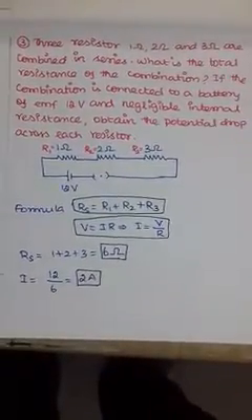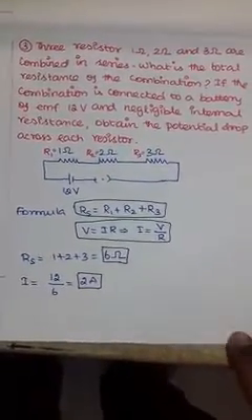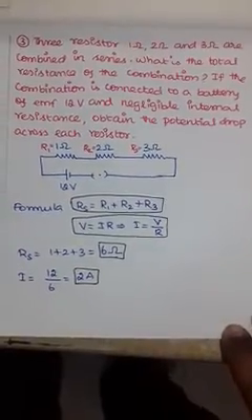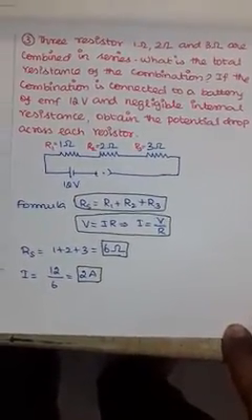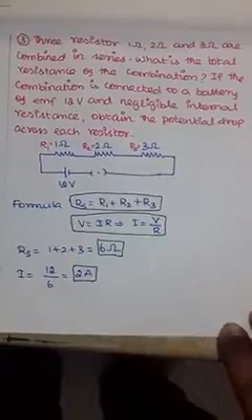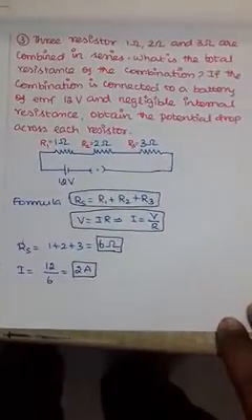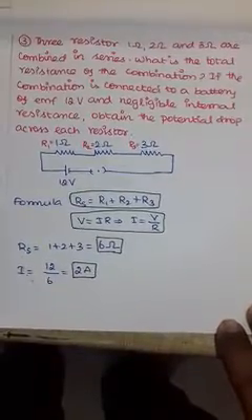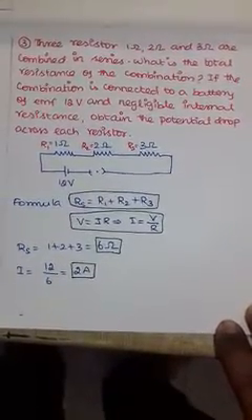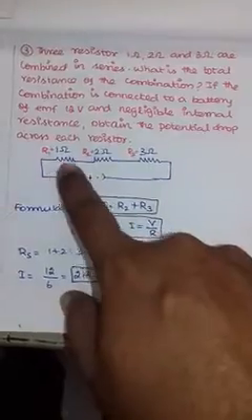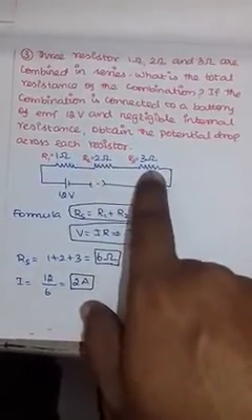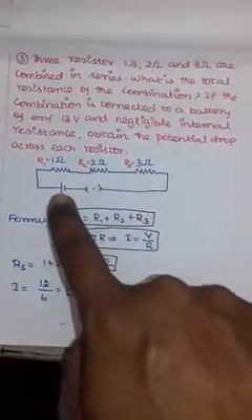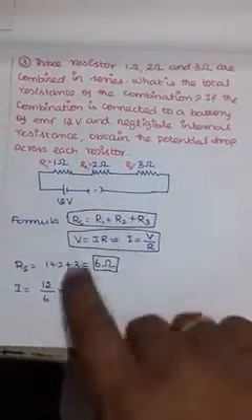Moving on to the next problem. Three resistors of 1 ohm, 2 ohm and 3 ohm are combined in series. What is the total resistance of the combination if the combination is connected to a battery of EMF 12 volt and negligible internal resistance? Obtain the potential drop across each resistor. So, here we have 1 ohm, 2 ohm, 3 ohm. These 3 resistors are connected in series along with the battery with key.